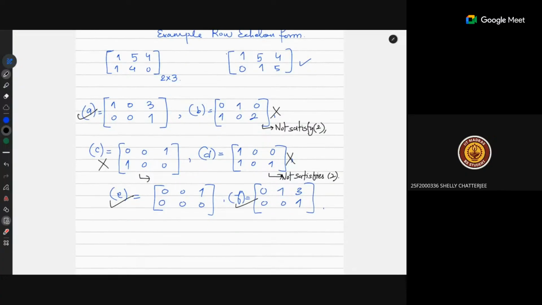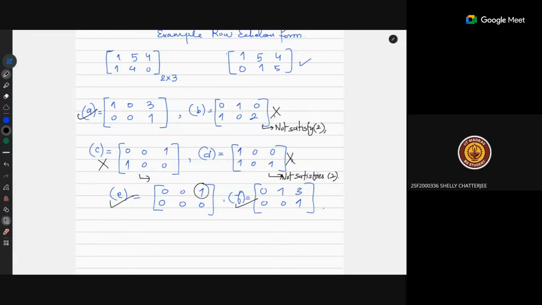Sir, could you please explain the E option? Say E, first option condition? Yes, sir. Your E first option condition is satisfying, but for the second one, we have to see the right side. There is only one leading entry, which is 1, in the first row. There is no leading entry in the second row, right? The second row is 0, and it is at the bottom of the matrix.